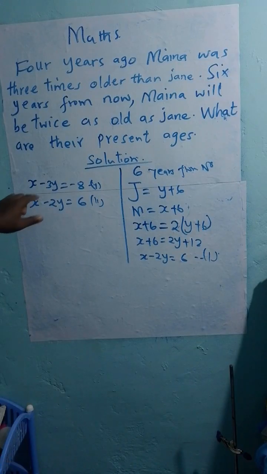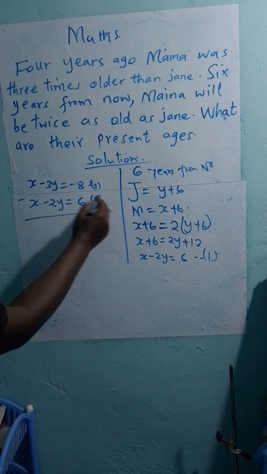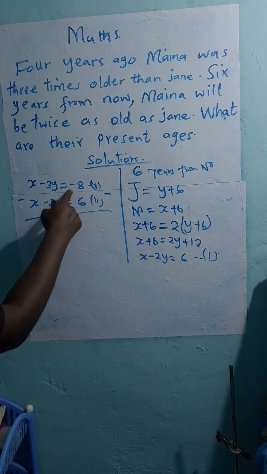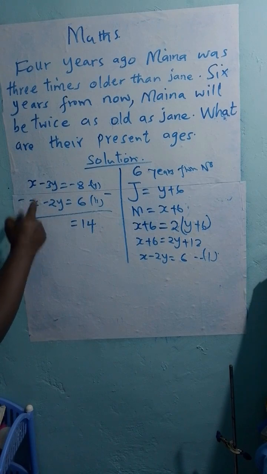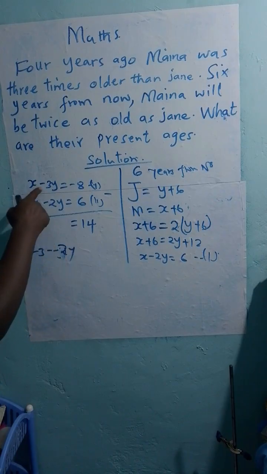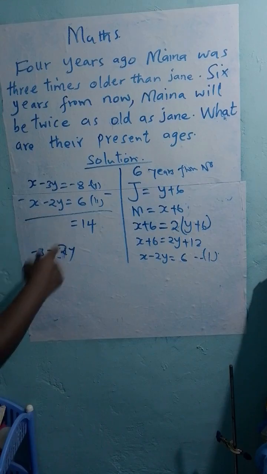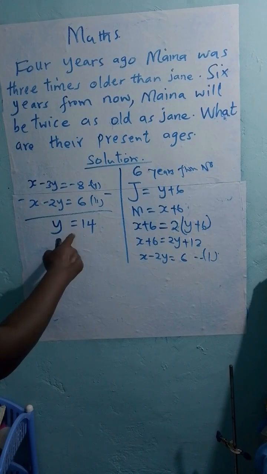Now let us solve our two equations for the value of x and y. Let's use the elimination method, because you can see x is 1, so we can eliminate x. Subtract, this is 0. Negative 8 minus, that will be 14. Negative 3 minus y, 2y. Negative 3 minus 2y. So this is the same as plus. Therefore, negative 3 plus 2, we will have y. So the value of y is equal to 14.